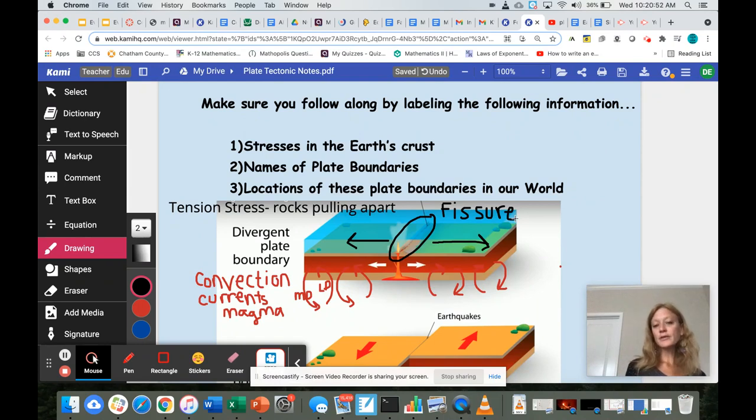Not like a different spelling than a fish, right? Two S's. And this fissure is your crack in the crust. And in this case, it's oceanic crust, crack in the crust. And again, you can use a text box to type this too.